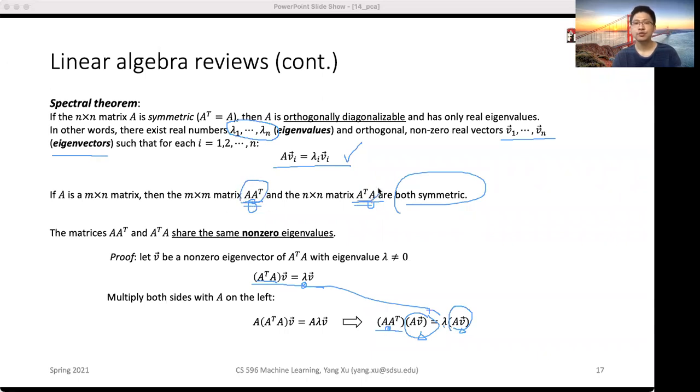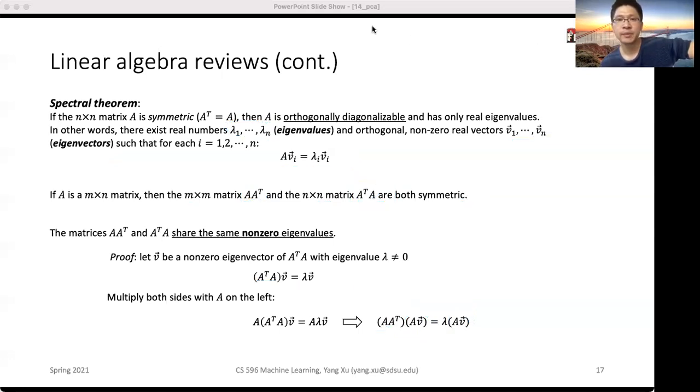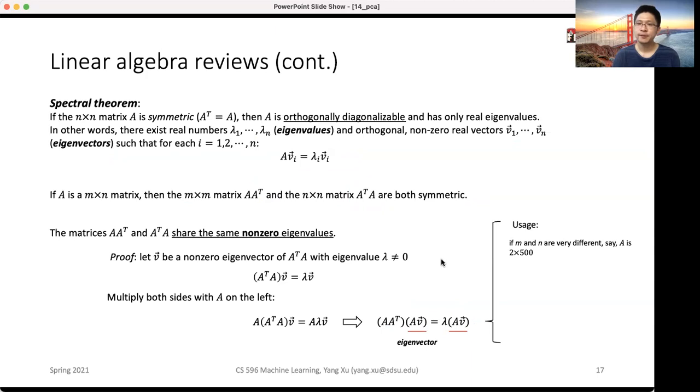The shapes of A times A transpose and A transpose times A will be very different depending on what your m and n are. If you have a lot of data, then your m can be very big. Otherwise, if you have a lot of features, then your n will be very big. So depending on which quantity is larger, you can decide which matrix to use.